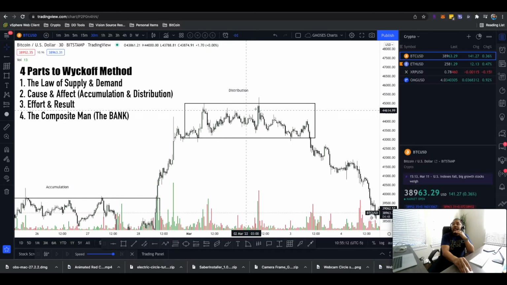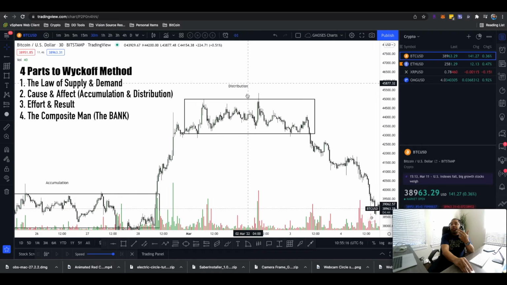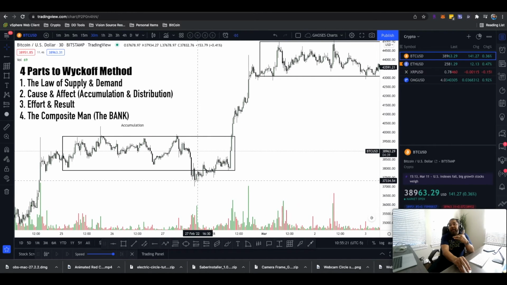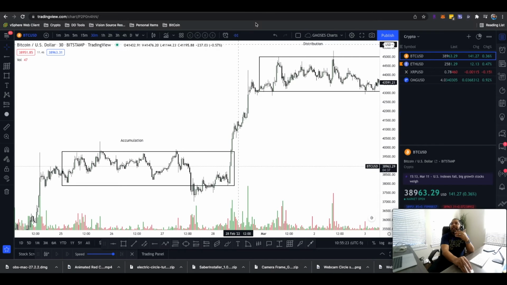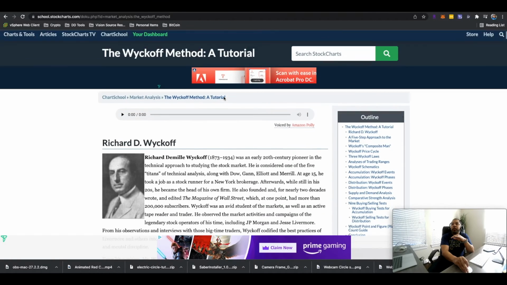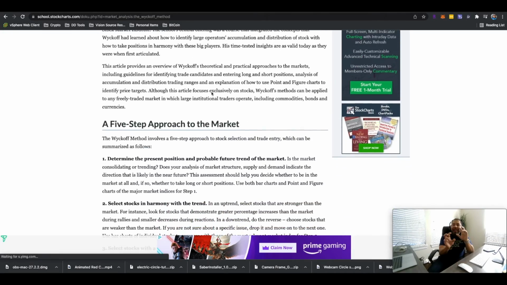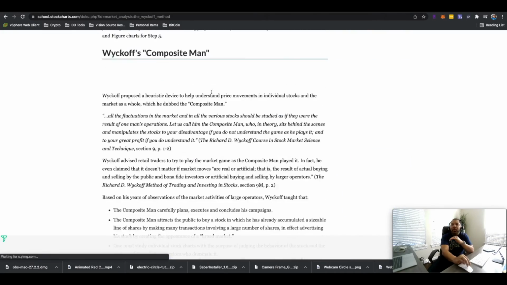Okay, and so these spikes here are known as springs. So in a distribution, you get the spring on top. In an accumulation, you get the spring on the bottom. So let's kind of look at this, the Wyckoff method. It was created by a guy named Richard Wyckoff, but I'm not going to get into super detail with all of that type of thing.